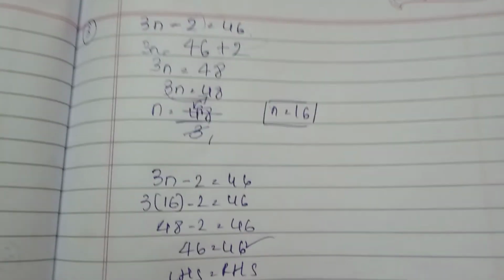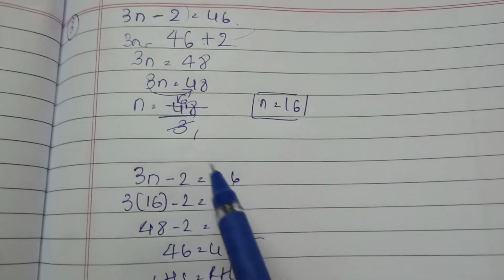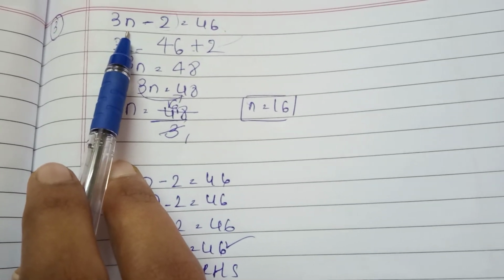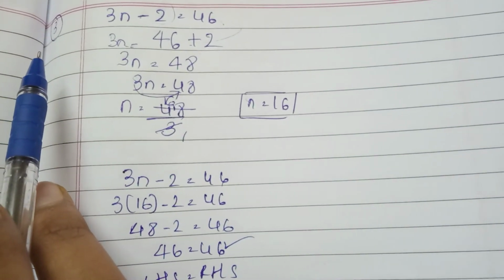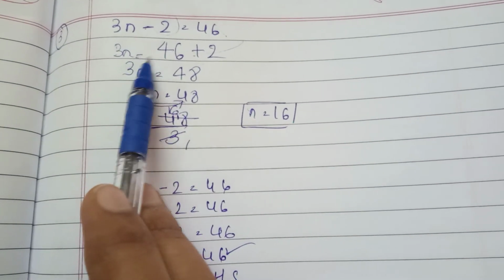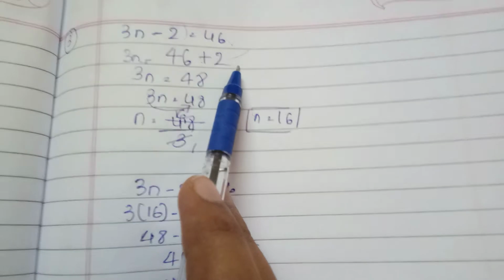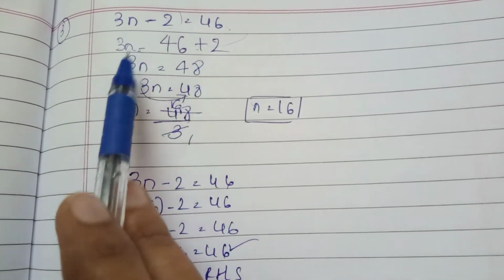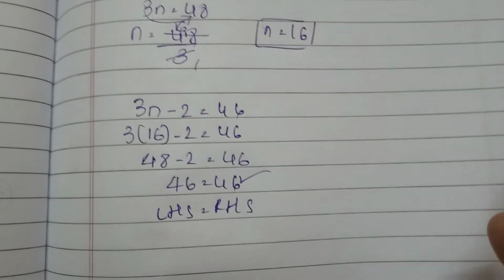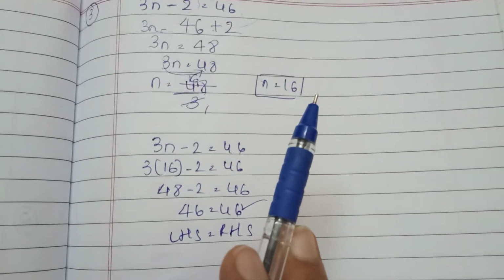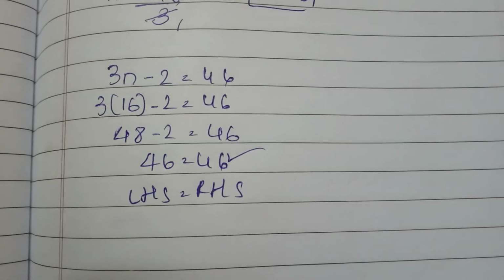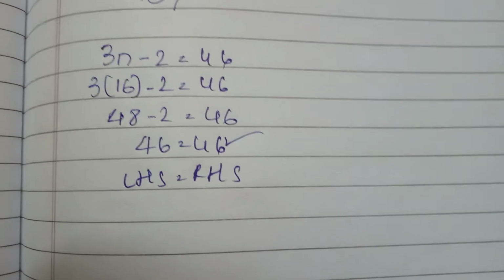I hope you are getting how to do this sum. It is a little lengthy compared to others. So first, the number with variable I took on the left side. Then 46, minus 2 becomes plus 2 when I take it on the right side. So 3n is equal to 48. When I divide, I get n is equal to 16, and that 16 I substituted in the equation. So I got the answer as 46, on both sides.